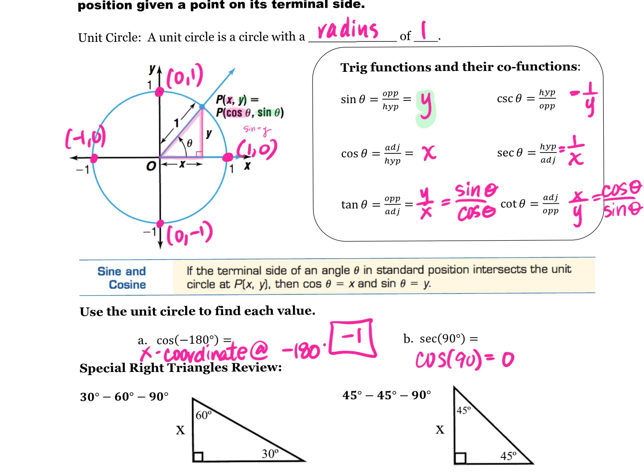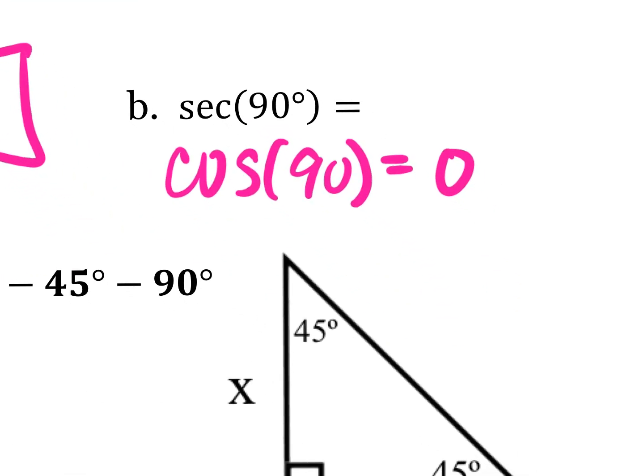The secant is just the reciprocal of that. What's the reciprocal of 0? It is undefined. How could I rewrite 0 to make it into a fraction? 0 over 1. So what's the reciprocal of 0 over 1? It'd be 1 over 0. Can I divide by 0? Nope. So it'd be undefined. Don't leave your answer like this. Leave your answer over here.